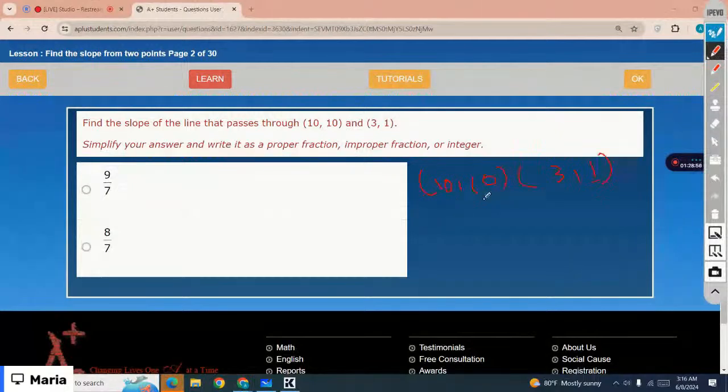This is y2 minus y1, 1 minus 10, divided by x2 minus x1, 3 minus 10. 1 minus 10 is negative 9 and 3 minus 10 is negative 7. So you are left with 9 by 7. Yes, the correct option is 9 by 7. Option number 1 is the correct option.